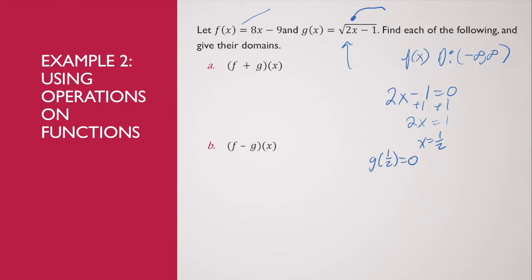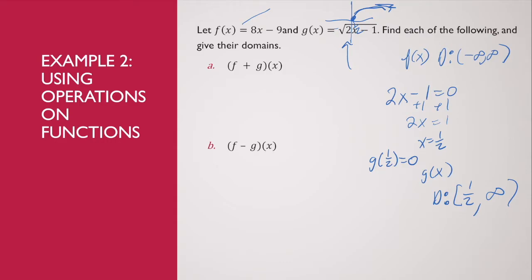This is where my graph starts, right, at 1/2. And it's going to go to the right. I know that because there's not a negative symbol in front of this radical. So g of x has a domain from 1/2 to positive infinity. And in order to state the domains of our sum and difference function, we want to find the intersection. So where do these overlap?